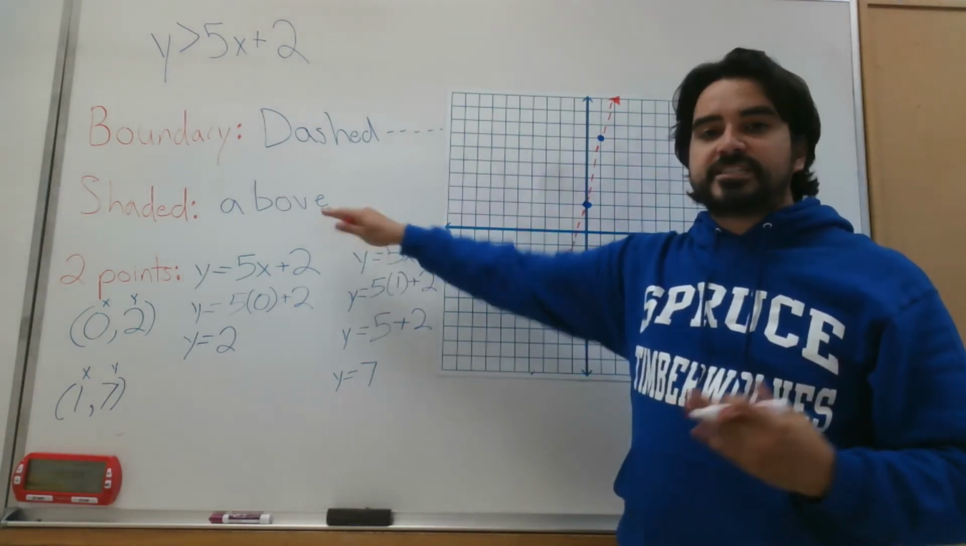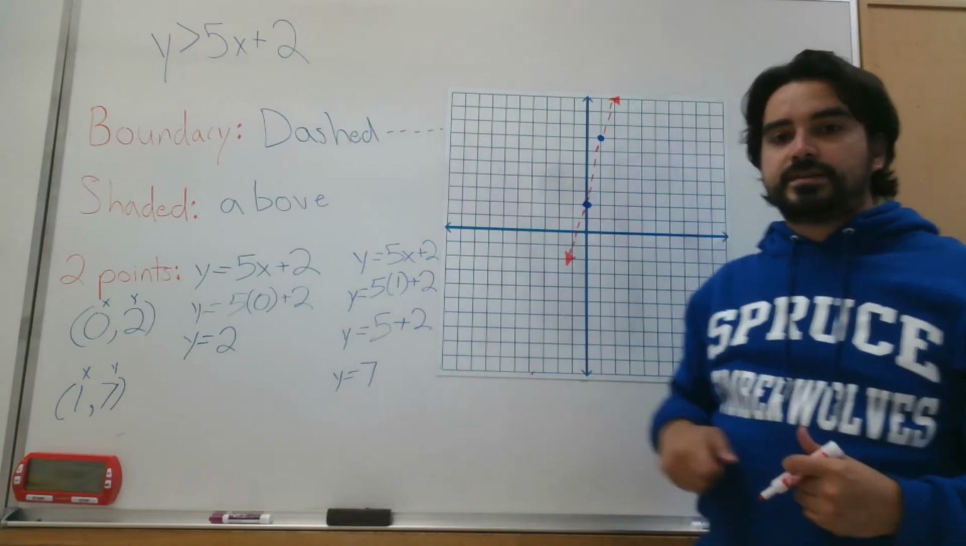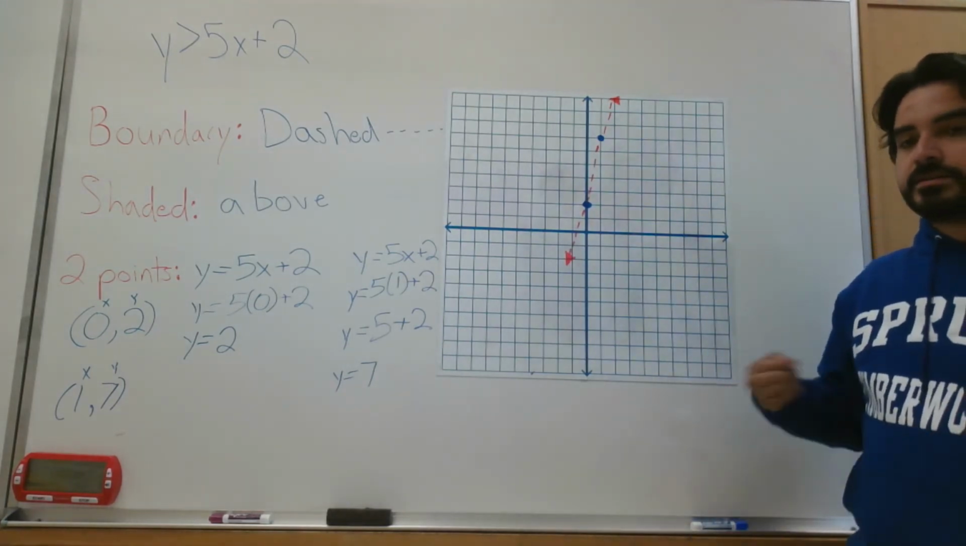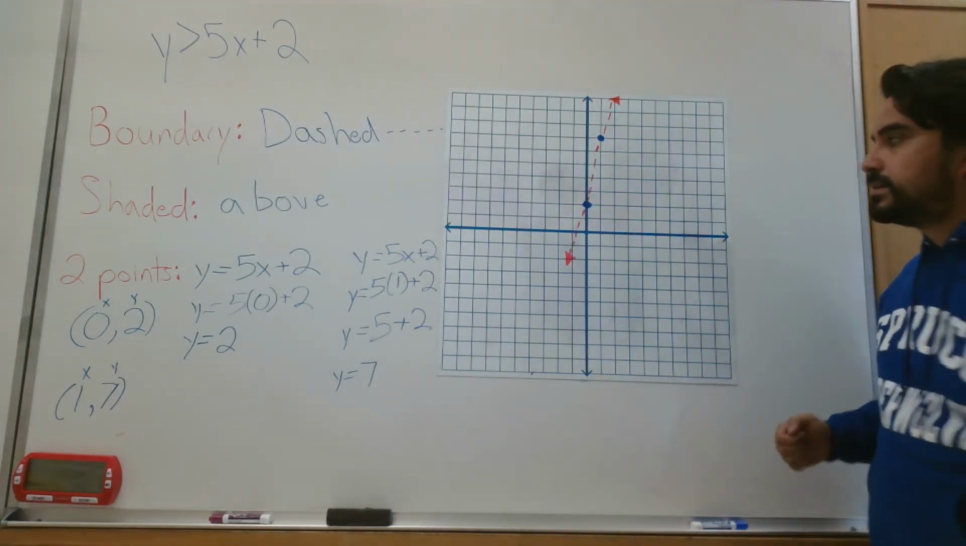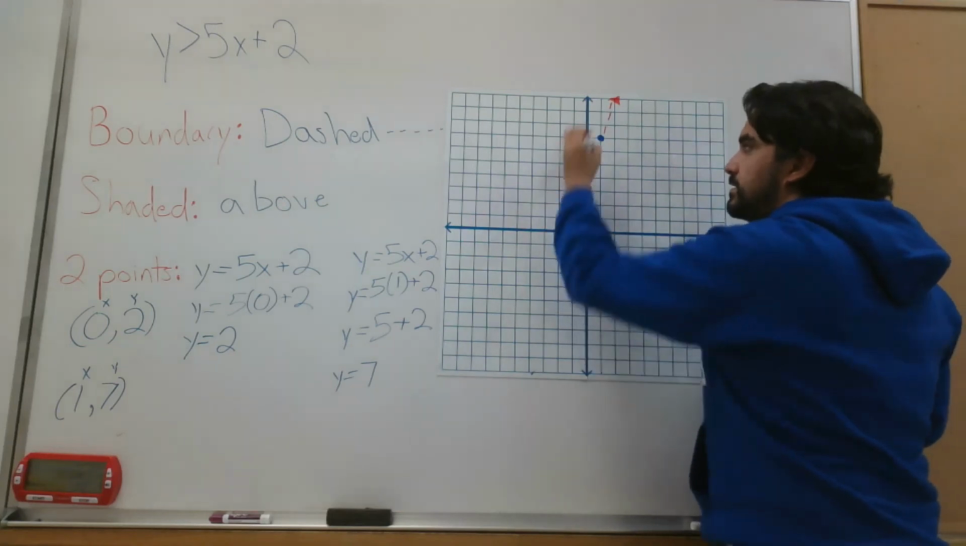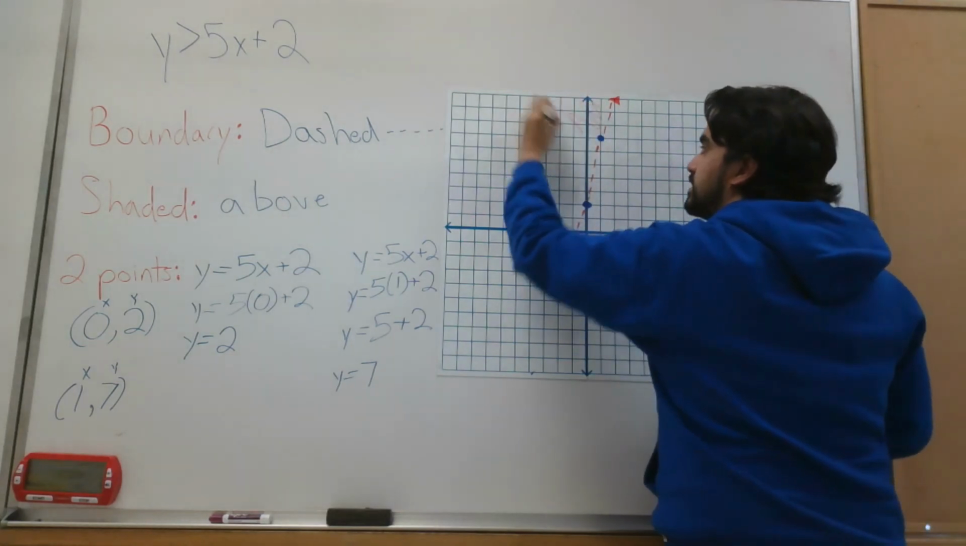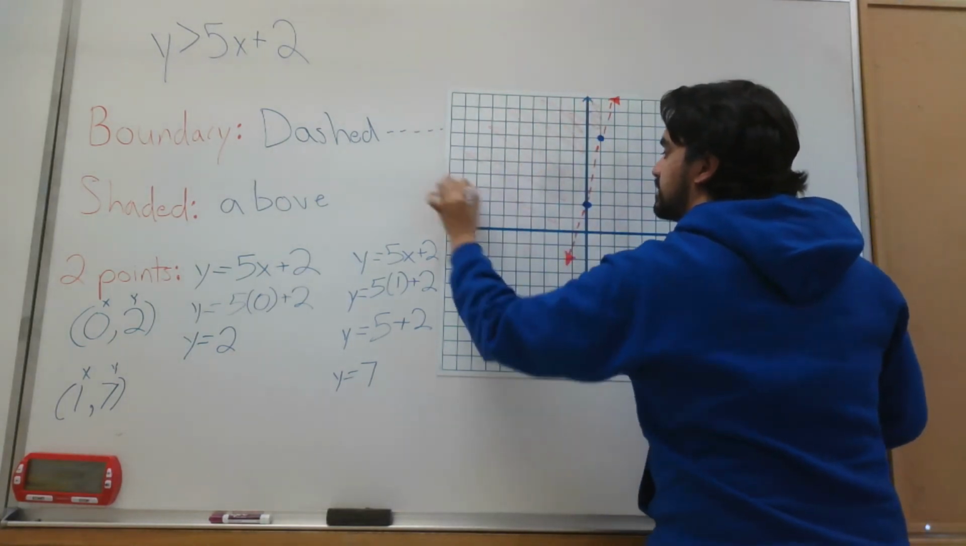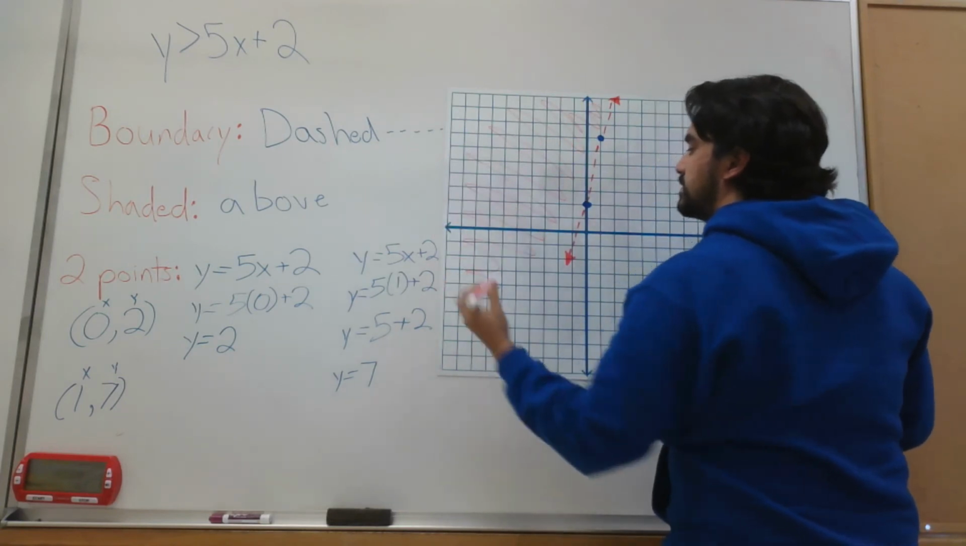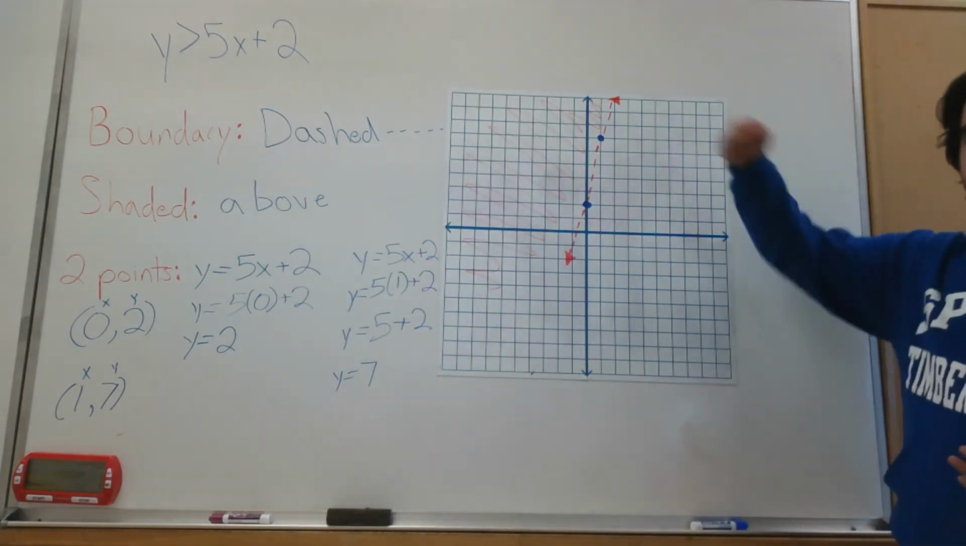Now, this says it's shaded above the line. So above the line, if this is my line, all this right here is going to be shaded. Everything above the line.